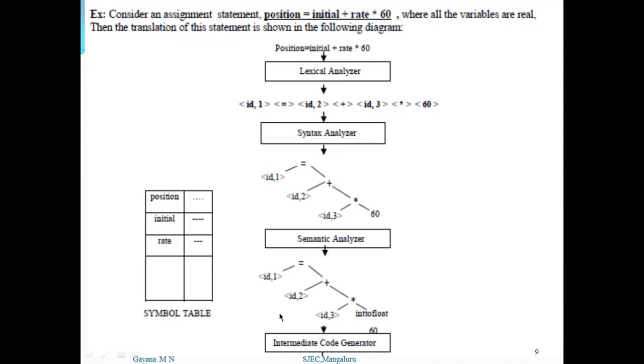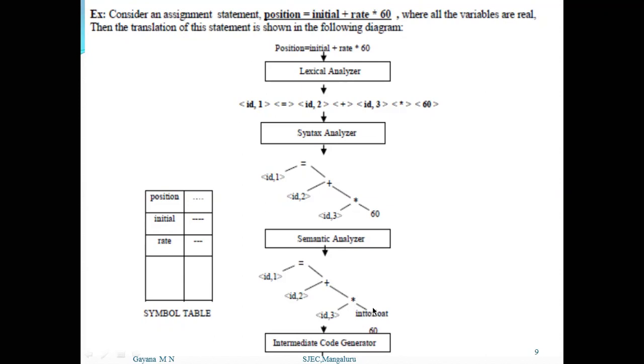What the semantic analyzer does over here: it checks that 60 is written as an integer, whereas rate is a floating point variable. One of the common policies employed in any programming language is type compatibility. So the semantic analyzer tries to convert this 60 from its integer representation to float. This resultant is then multiplied with ID3, the answer is then added with ID2, and the answer is then assigned to ID1.